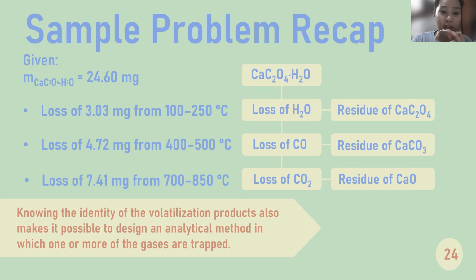If we want a residue of calcium carbonate, we now know that we must treat the sample at a temperature range of 400 to 500 degrees Celsius.